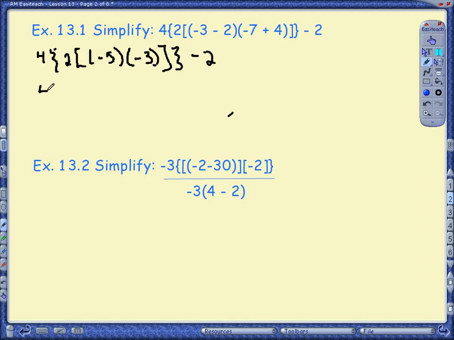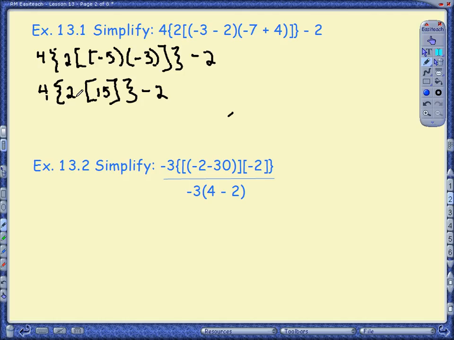Okay, 4, now I'm going to rewrite that again. I'm going to rewrite the 2. There's no sign in between these two parentheses. There was none here either. So that means that within this bracket, I have to multiply. -5 times -3 is +15. And close my brace and -2.